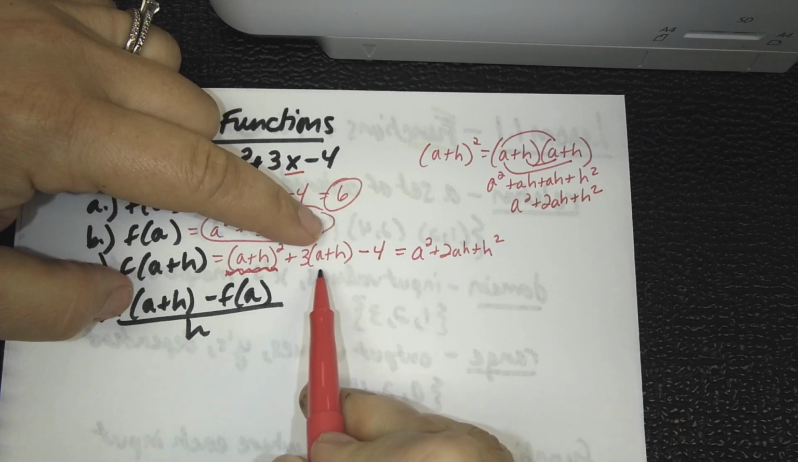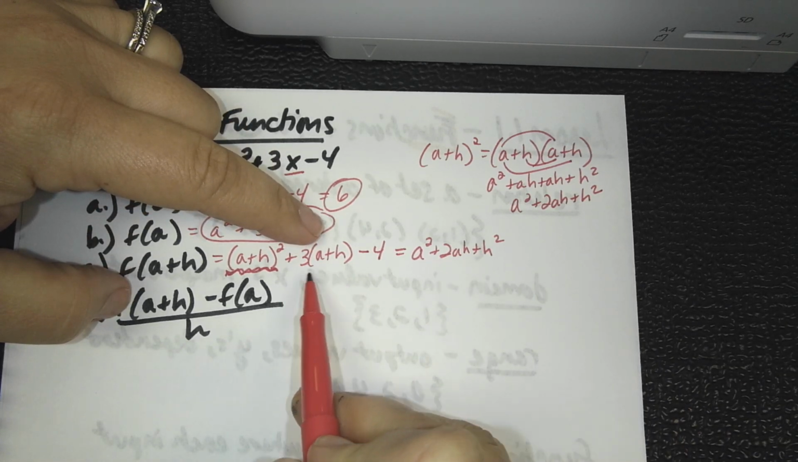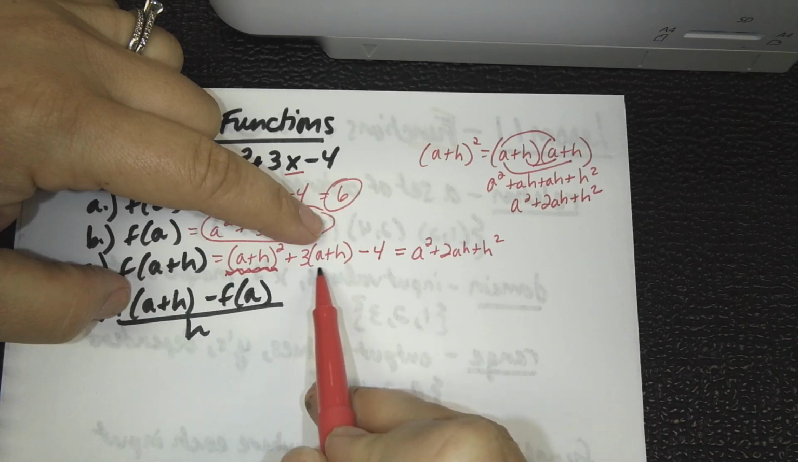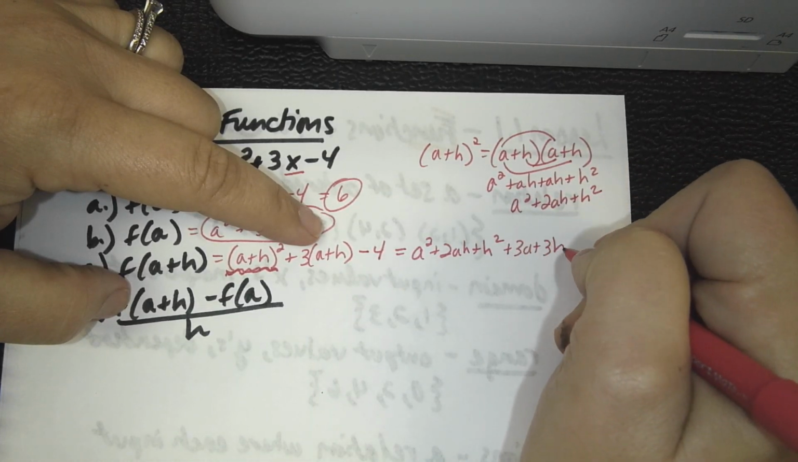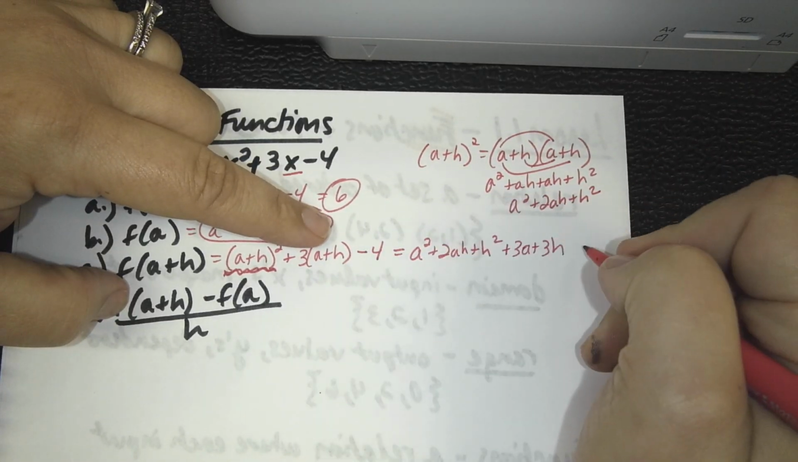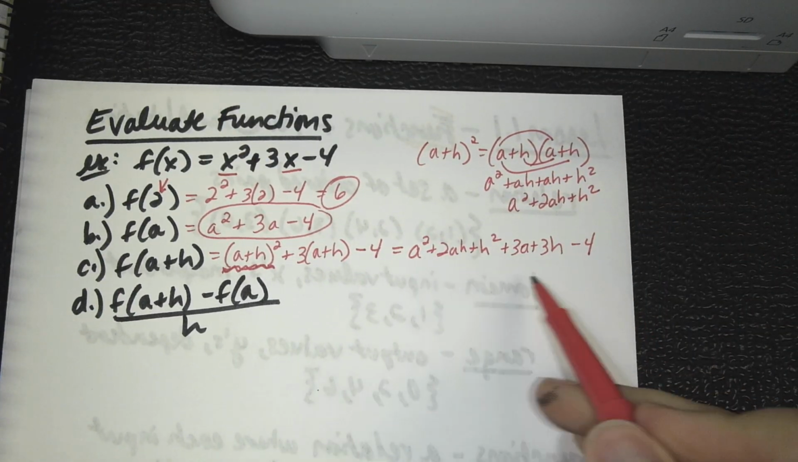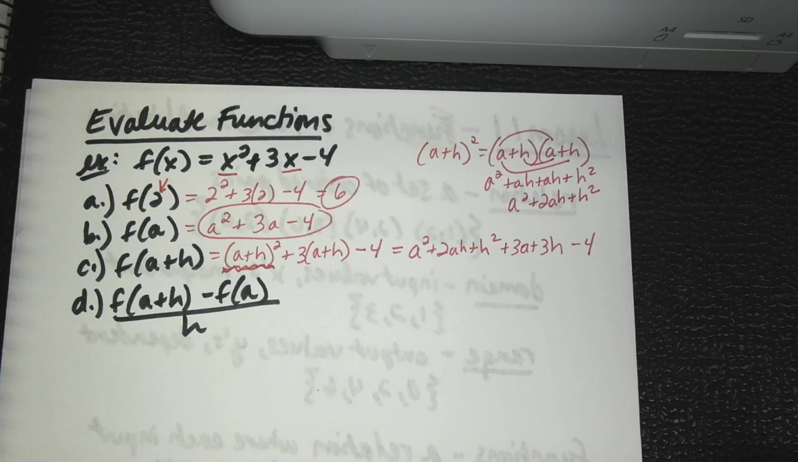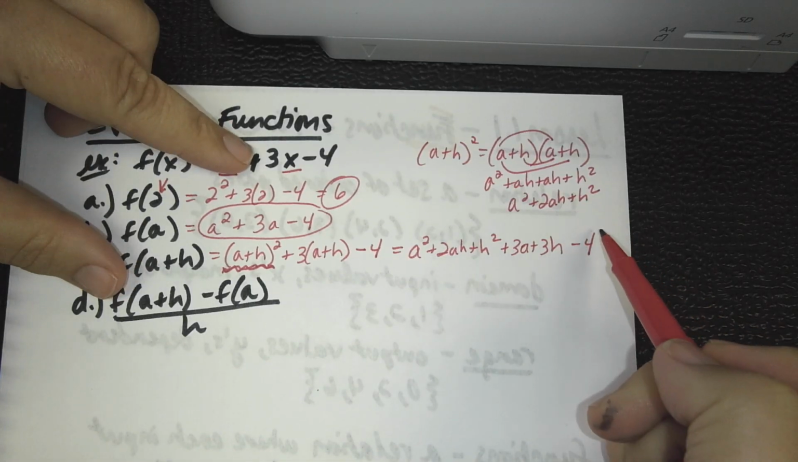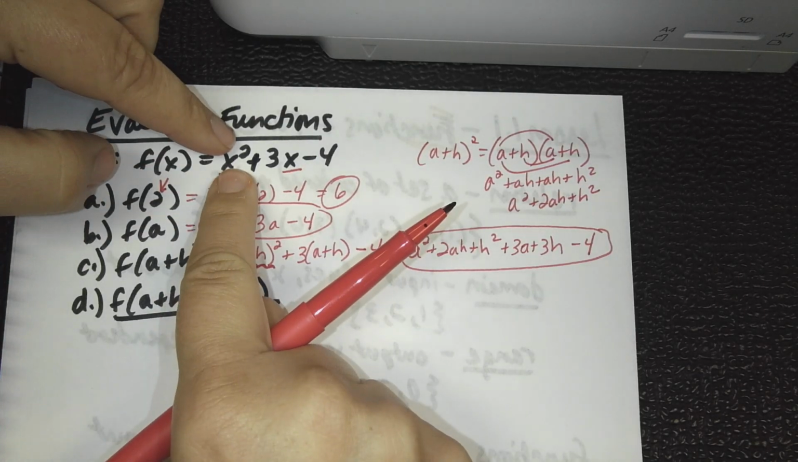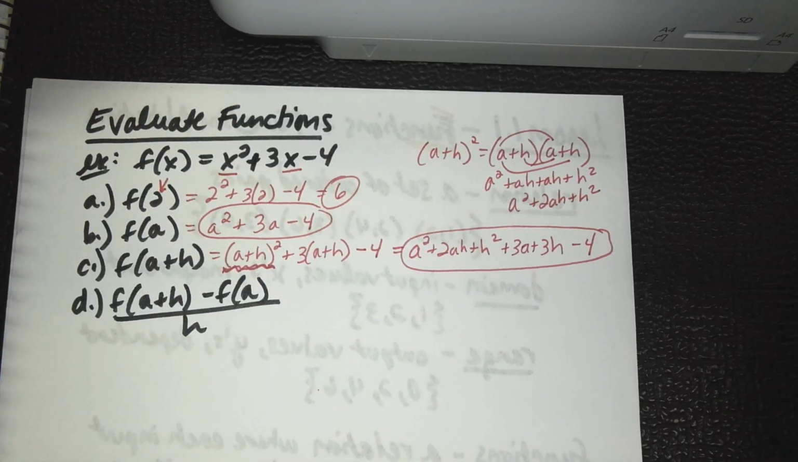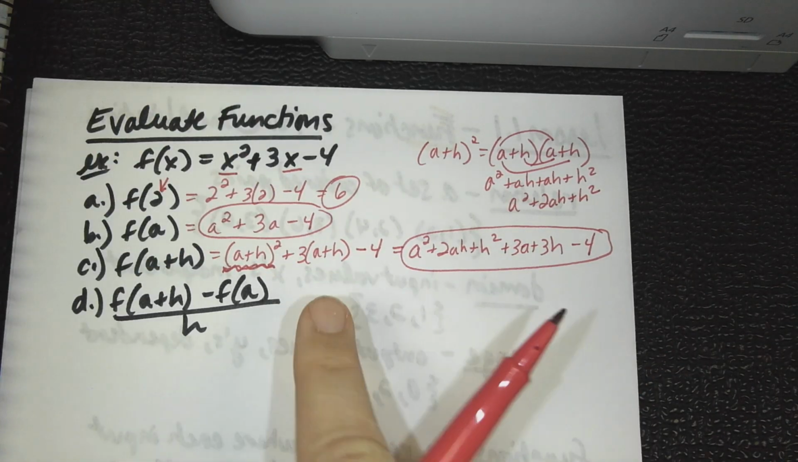No. Could I clean this up right here? What does that become? 3a plus 3h. And then what else do I got? Minus 4. Is there anything else I can combine? No. You're done. That's done. So that's what I'm looking for. If you put a binomial in here and had to square it, you better make sure you FOIL it. Okay? And then you got to clean this all up.